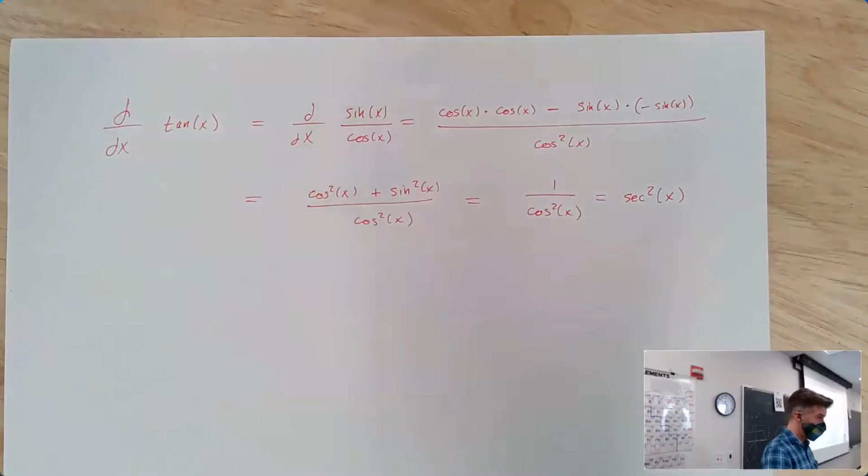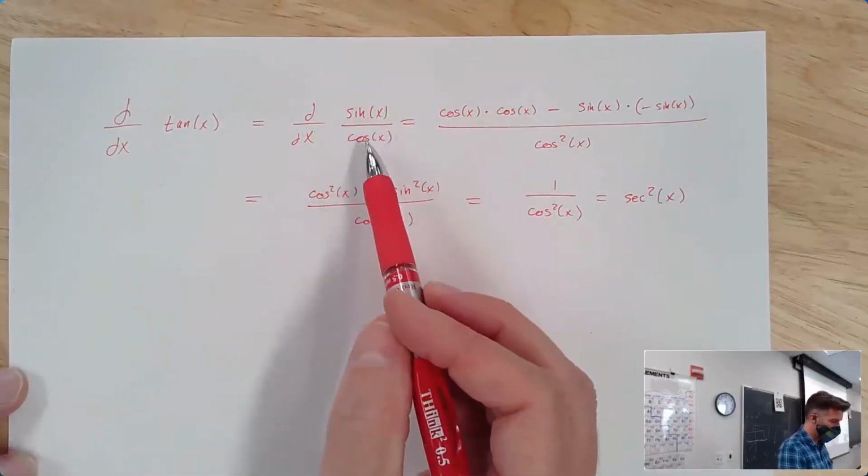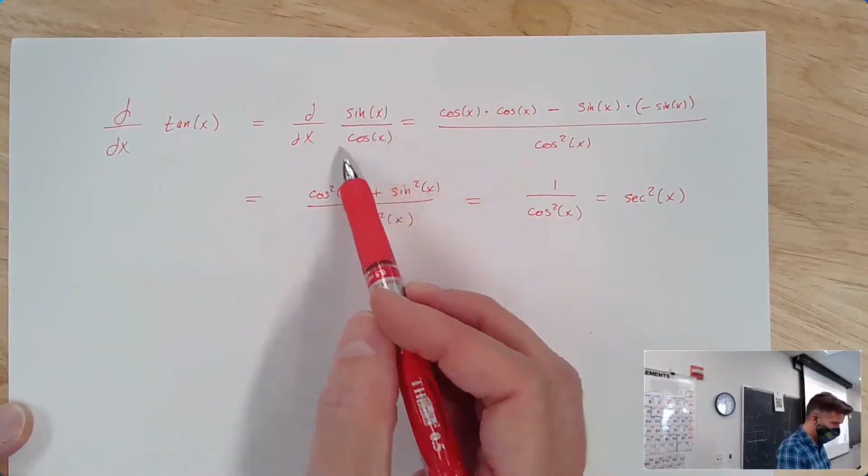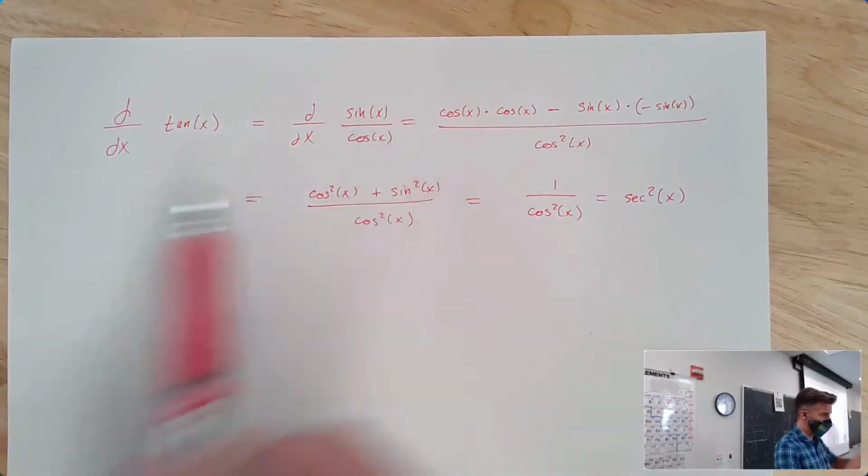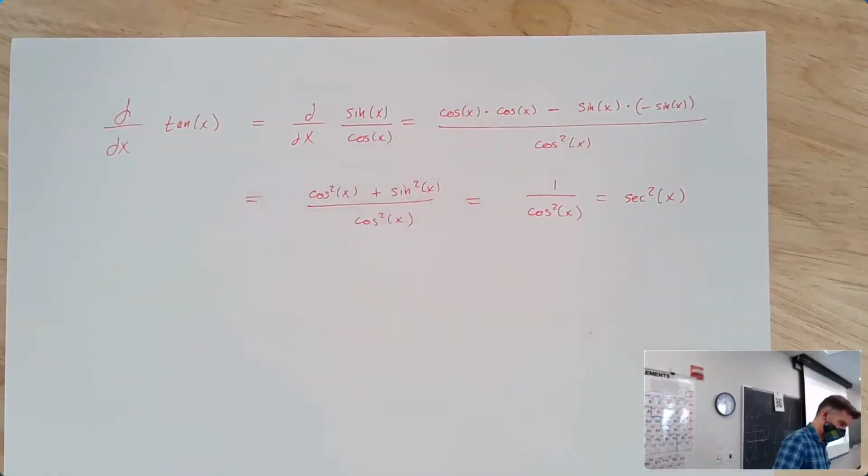So, square x in the denominator? Correct. It's not the x that's squared, it's the whole function that's squared. And that's because when you do the chain rule, it's the entire denominator squared, which is cosine entirely squared. Yeah. So the derivative of tangent of x is secant squared of x. And that's definitely something you're going to want to memorize.